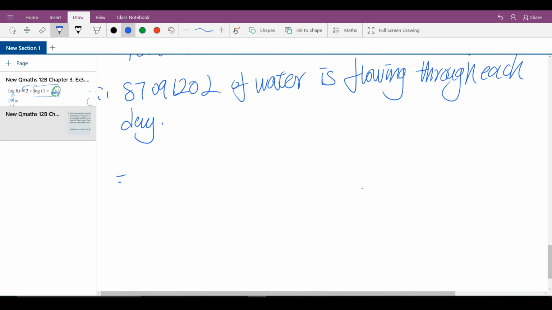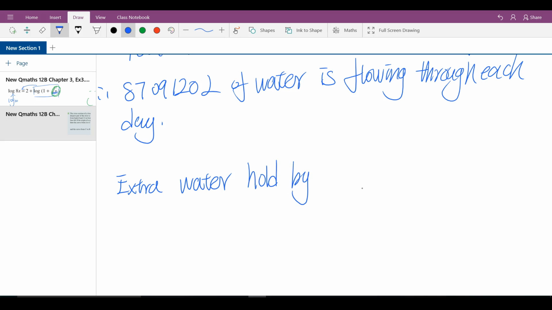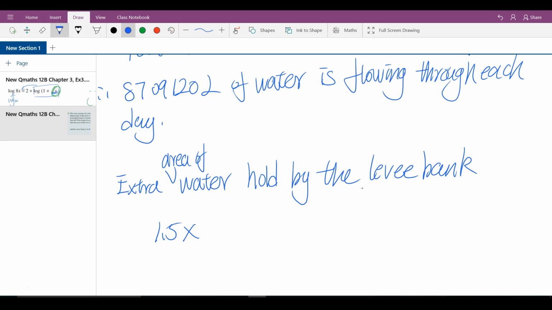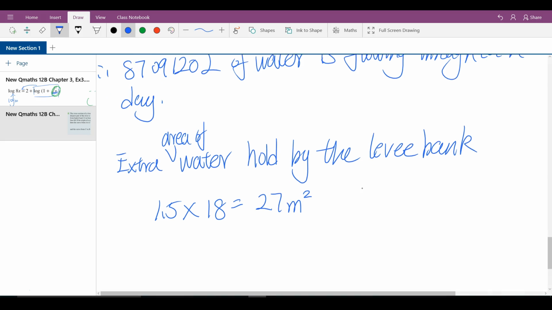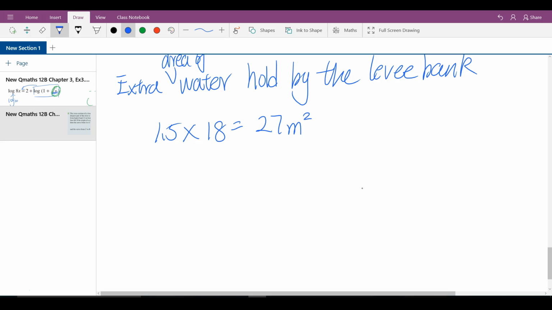Alright. So we go extra water held by the levee bank, extra area of water is equal to 1.5 times 18, right? It's 27 meters squared.